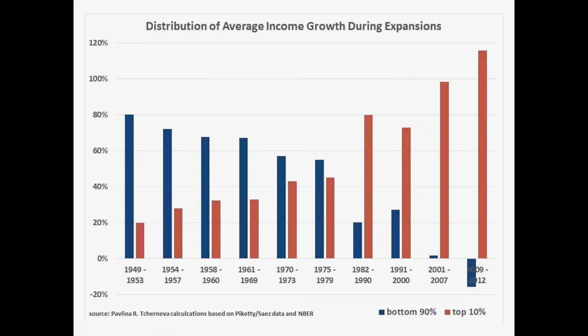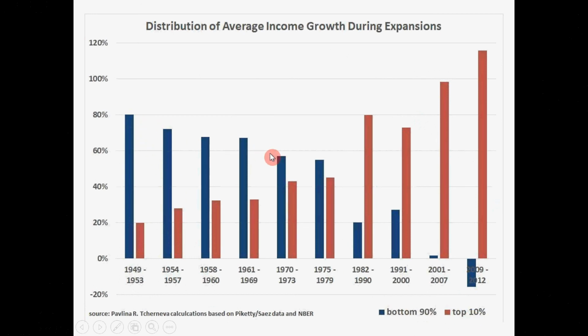Look at this chart. This chart shows the distribution of average income growth during American expansions. So we look at, in historical time, during each economic expansion in the United States, where does the actual income go? That is the income distribution between the top 10% and the bottom 90%. We look at the first post-war economic expansion from 1949 to 1953. 80% of actual income went to those in the bottom 90%. 20% went to those in the top 10%.